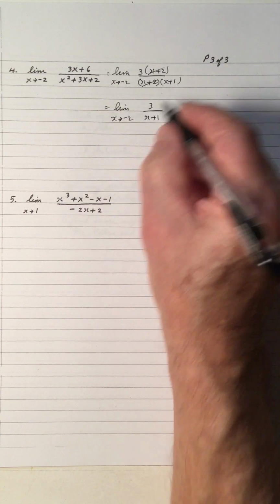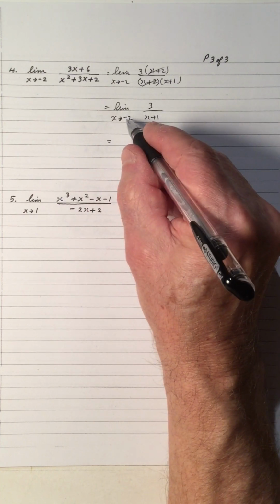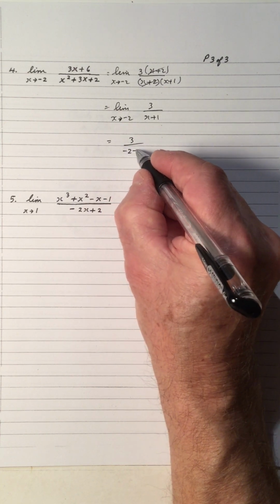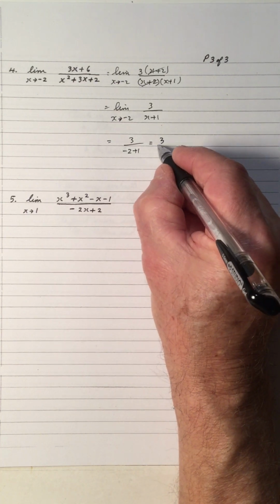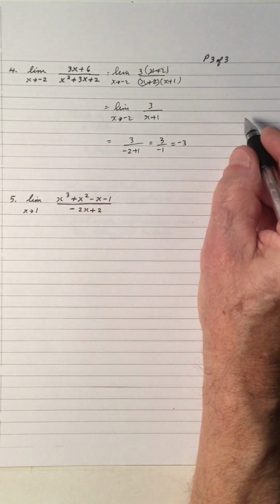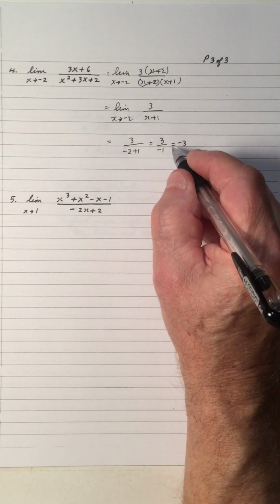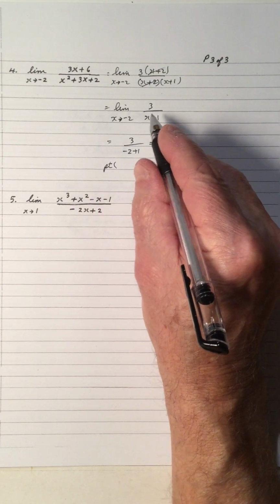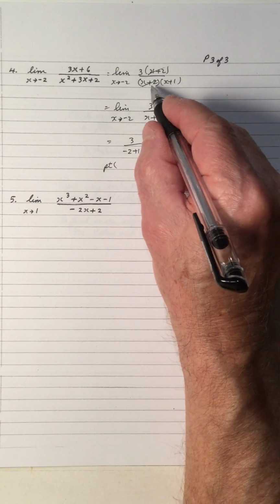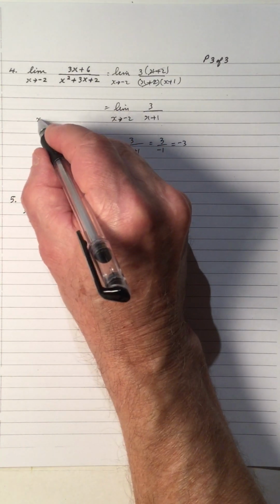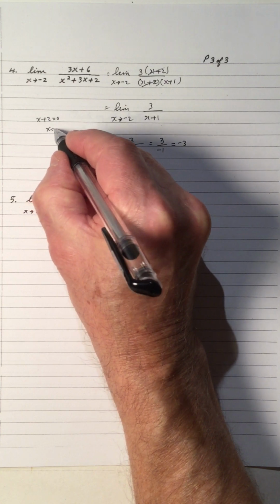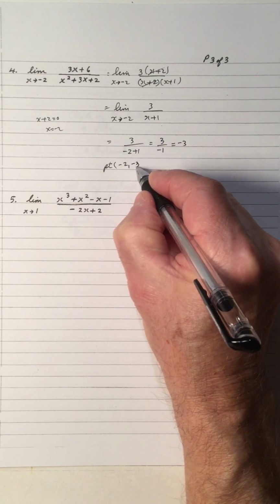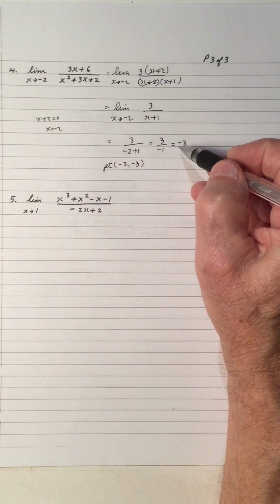And the limit, as you put -2 in here, you get 3 over -2 plus 1. That's 3 over -1, so the limit is -3. Because the limit is -3, we also think of that as the point. The point, again, where we crossed out the x plus 2, if you make it equal to 0, we're looking at it at -2. So when x is -2, y is -3. So the limit of this function is -3.